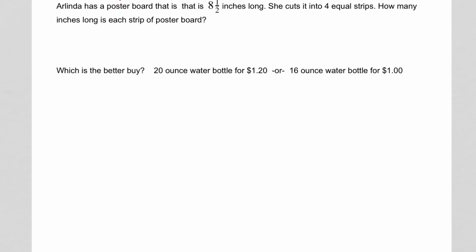Our Linda has a poster board that is 8 1/2 inches long. She cuts it into 4 equal strips. How many inches long is each strip of poster board? Well, when I cut something into equal strips, or I share something in equal pieces, that means I am going to divide. So the whole thing is 8 1/2, and I'm going to divide that into 4 equal strips.